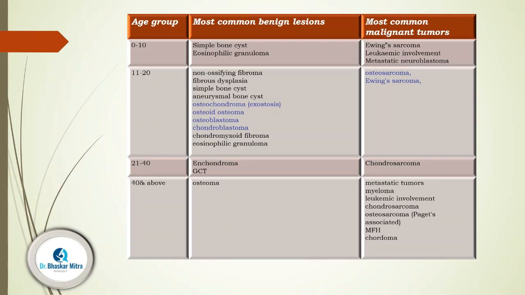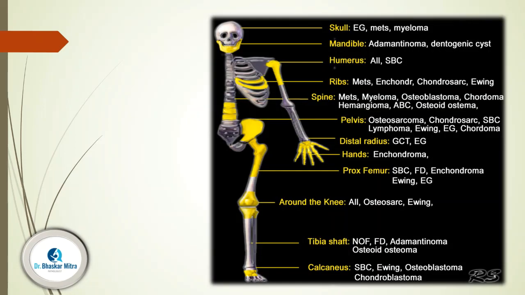40 and above, for the benign, the diseases are much less, like the osteoma. Most of the diseases are malignant, among which the most important and most common is the metastatic tumor, followed by myeloma, leukemic or lymphomatous involvement. Then comes the chondrosarcoma, osteosarcoma second peak, malignant fibrous histiocytoma, chordoma. These lesions are very common.